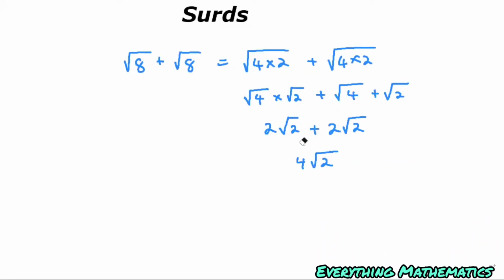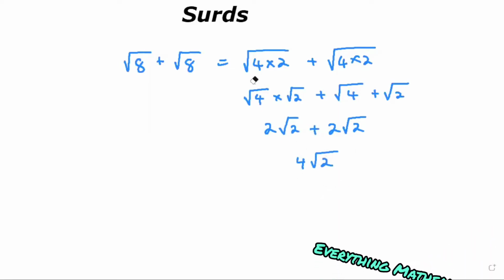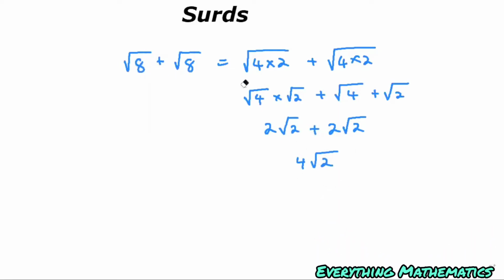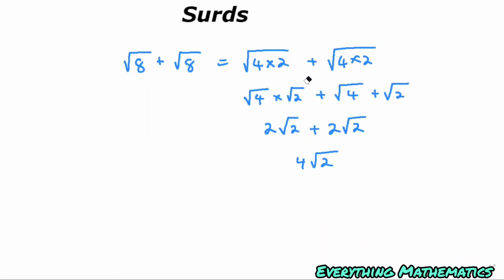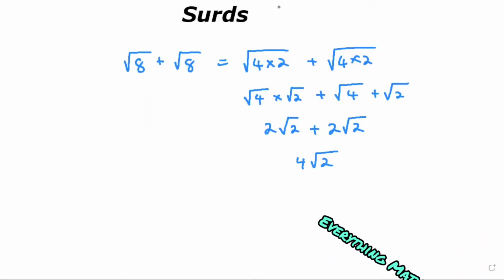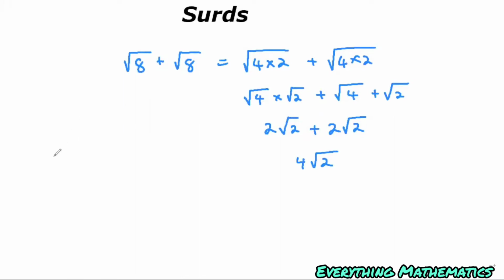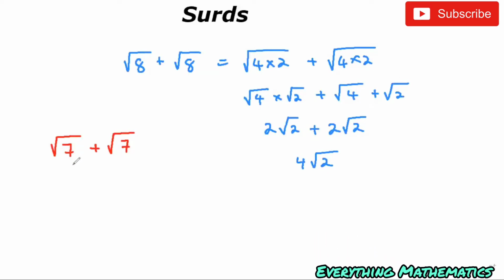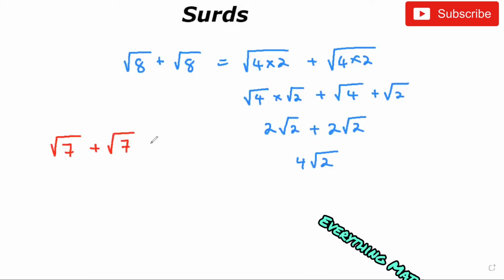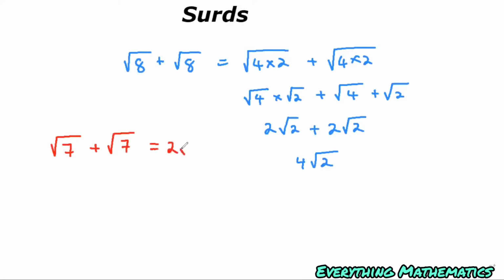So in a case like this, you always have to be on the lookout to see if the two roots can be further broken down. And if they can, then do. If they cannot, then it's okay to add them just like that. For example, say we had something like root 7 plus root 7. In a case like this, 7 is a prime number, so there's only 2 factors that go into 7, itself and 1. So it would have been perfectly fine to end up with a result of 2 root 7.